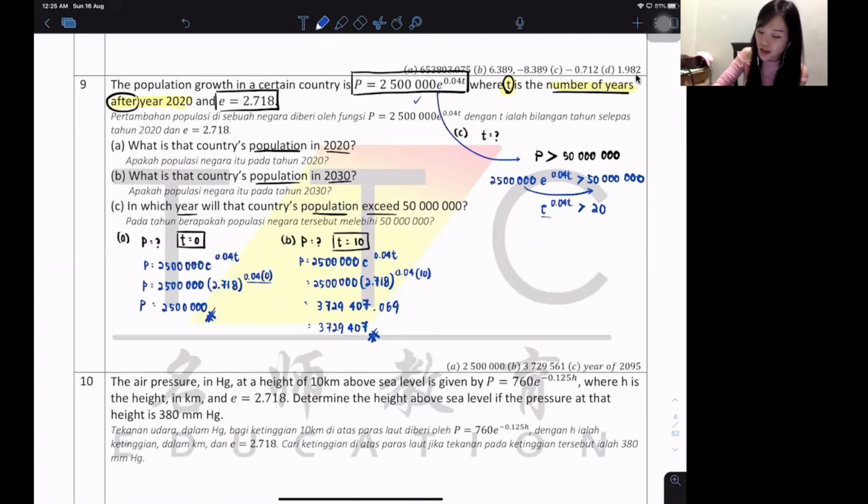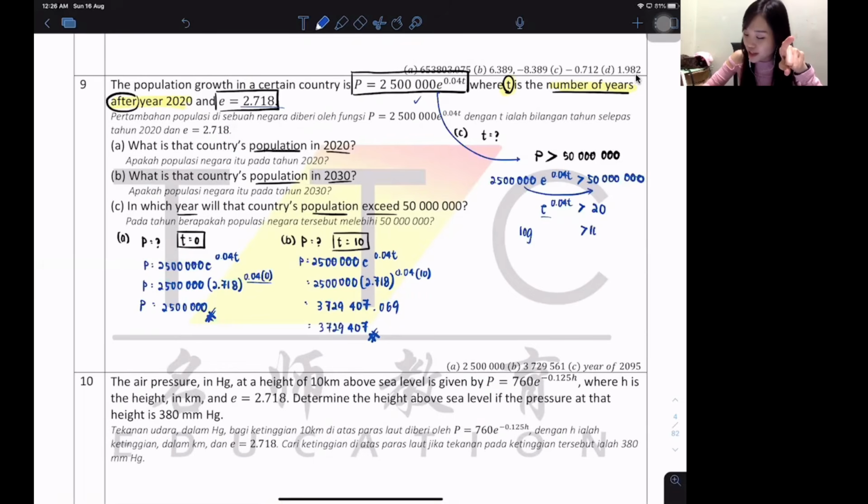E is actually what? 2.718, correct? So can 20 and 2.718 become same base? No. 20 is a whole number. 2.71 is a decimal. I don't think they can, my dear. So when they really cannot become same base, then you guys will use what method?